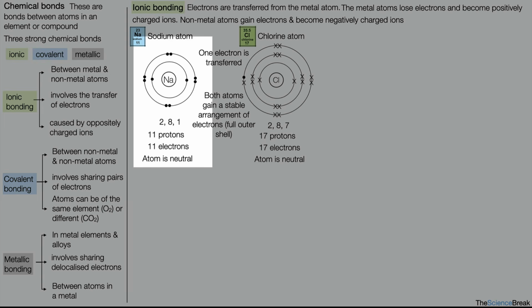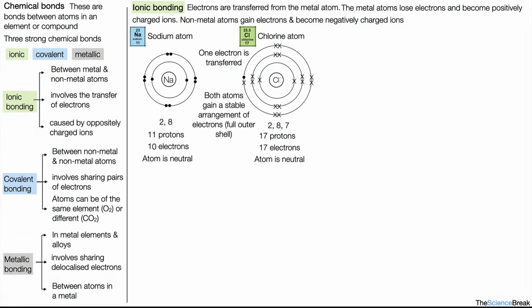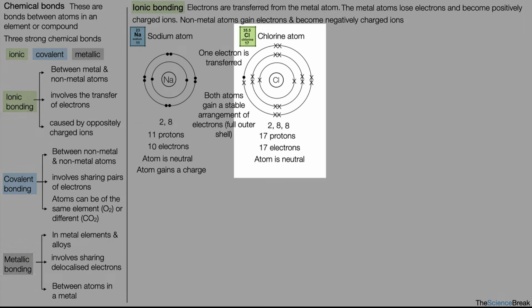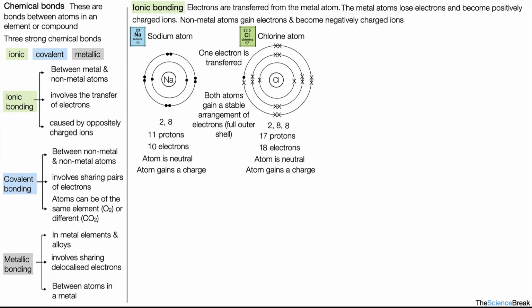We get rid of the outer shell of our sodium, and we can see that the electron structure of the ion is 2-8. We have 11 protons, but now 10 electrons. This means that the atom gains a charge. For our chlorine, we have a new electron arrangement of 2-8-8. We don't have 17 electrons anymore, we have 18, and again the atom gains a charge.